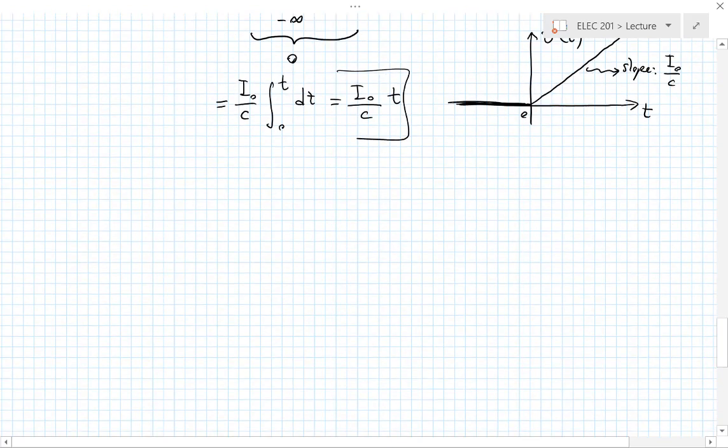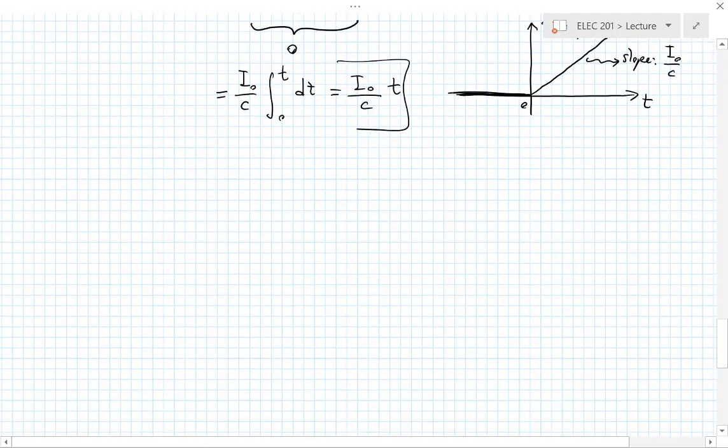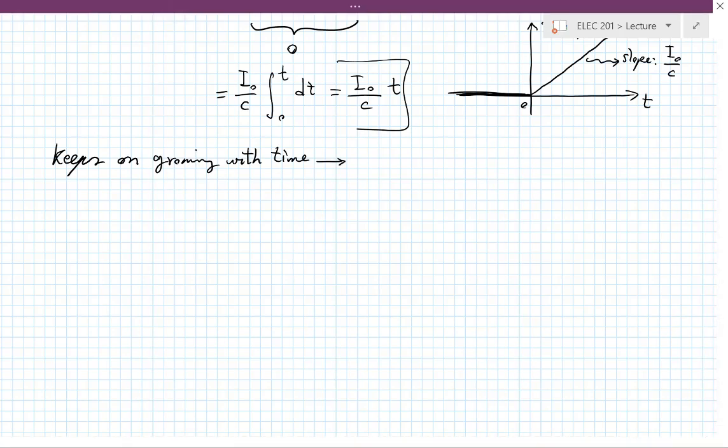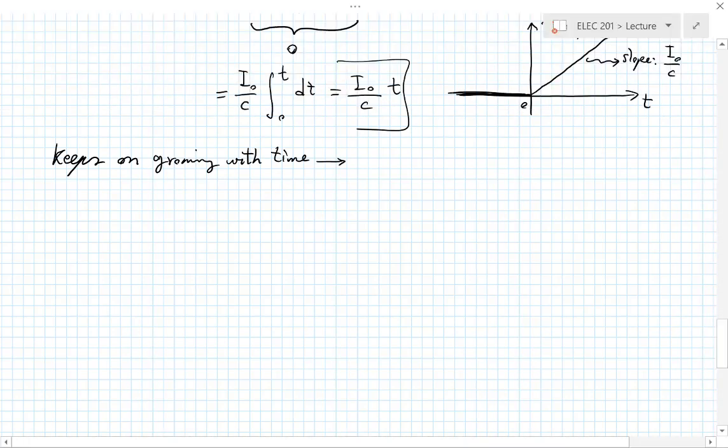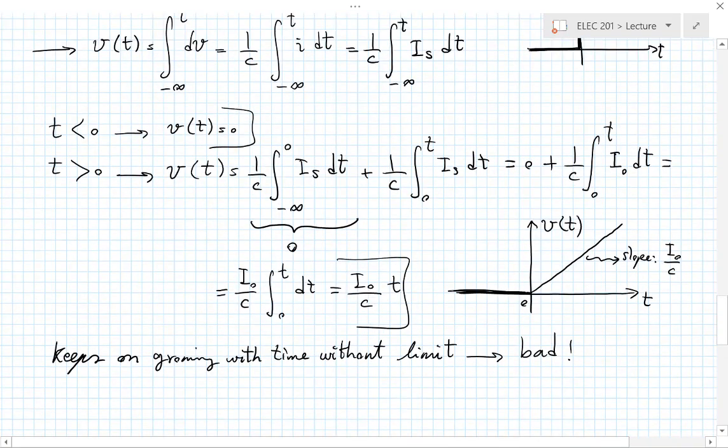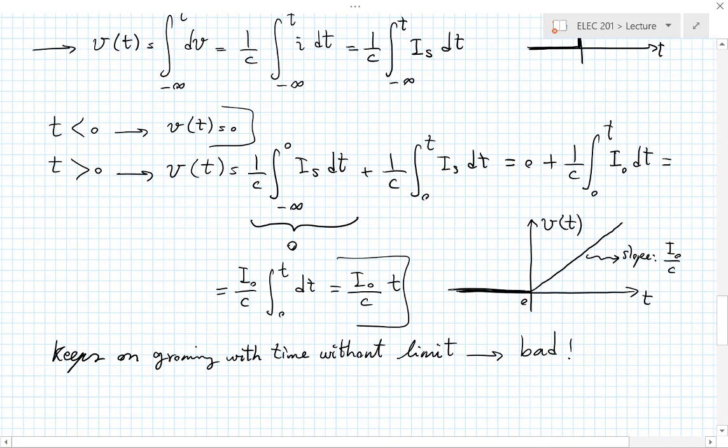So again, V keeps on growing with time, without a limit, basically. That's what I want to emphasize, and that's why it's not good. So again, don't do this in the lab, okay? Because if you do it, at some point, one of these things will have a serious problem.